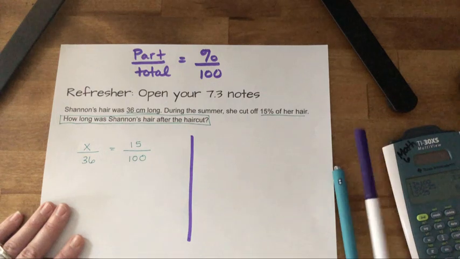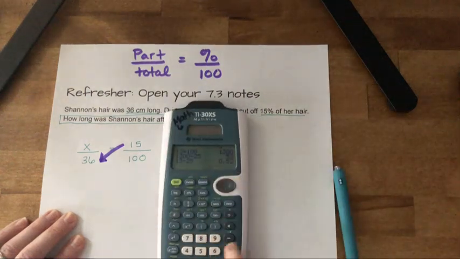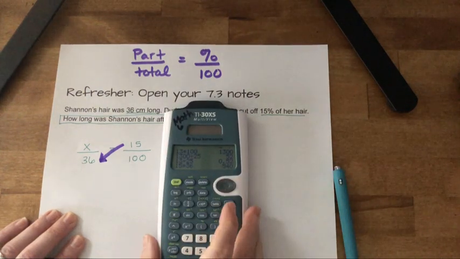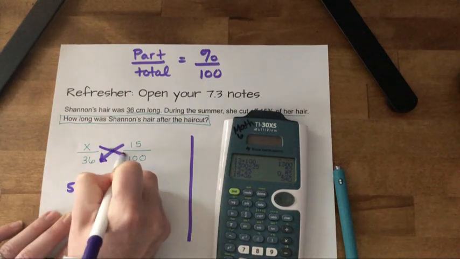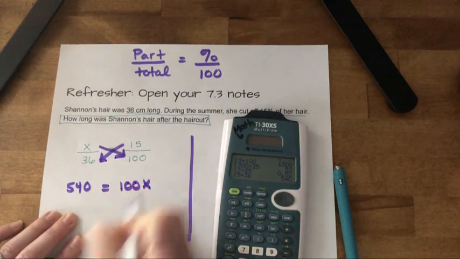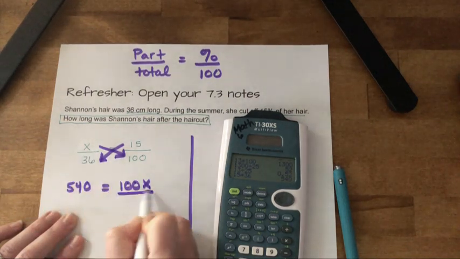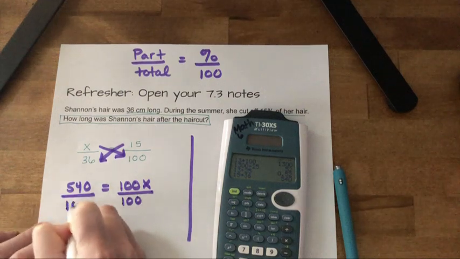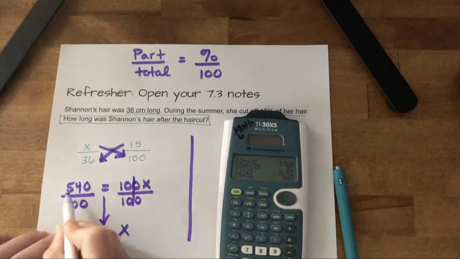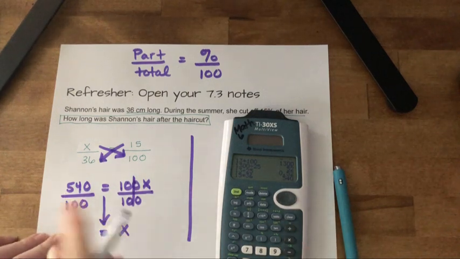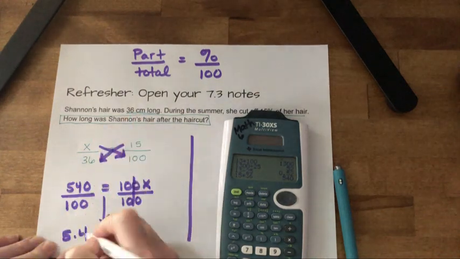Now we would use our cross products. 15 times 36 gives me 540. That's the same as x times 100, or 100x. So now, in order to get x by itself, which represents my part here, I'm going to divide both sides by 100. That gives me 1x, which I can write as x, and 540 divided by 100 is going to be 5.4. And in this case, it's 5.4 centimeters.